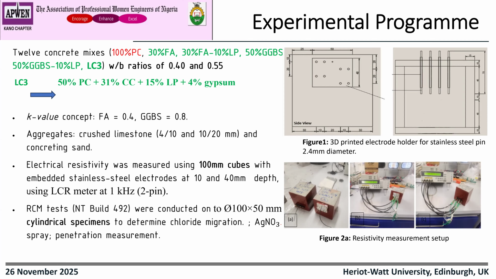So I use the K value concept, for FA 0.4 and for GGBS. This K value is like this: when water is added to the cement, there is what we call hydration. It reacts with water and produces some binding material that gives binding properties to the cement, making it bind with the aggregate and everything and become hard.